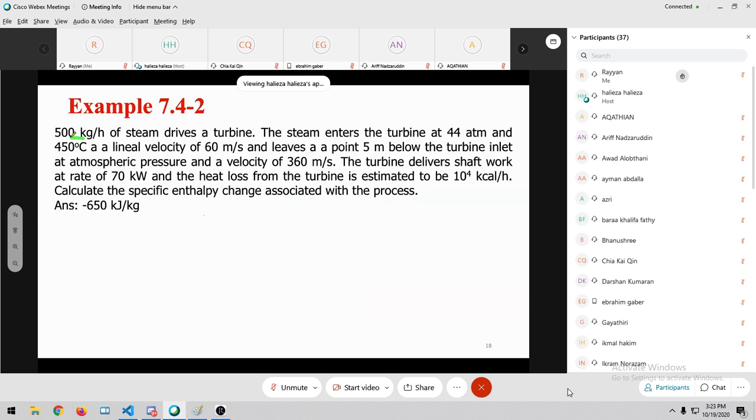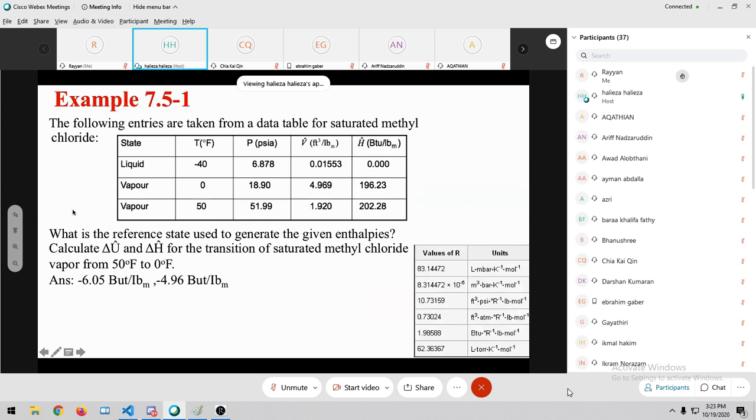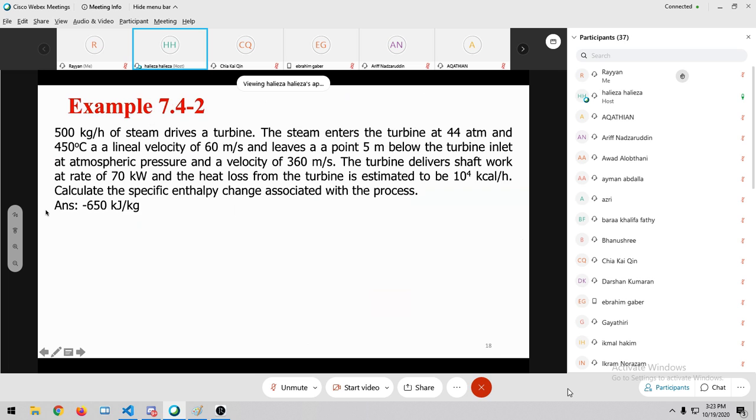You have 500 kilogram. That's your basis. You have steam entering at 44 atm. I'm not sure whether I have the diagram here. Oh, I don't have the diagram. Is there a diagram with this? No, there's no diagram. Okay. You have your steam coming in at 44 atm and the temperature is 450.